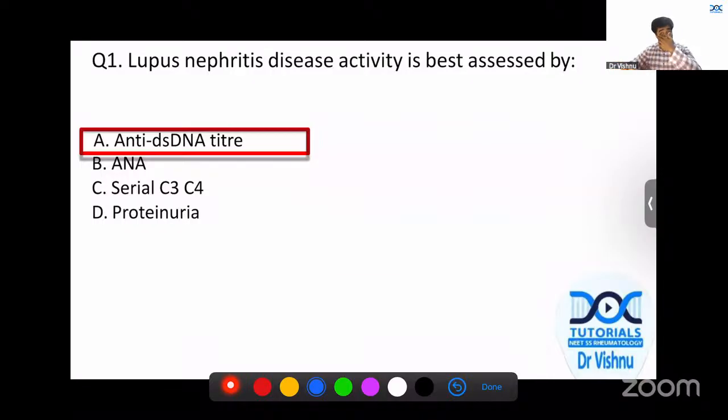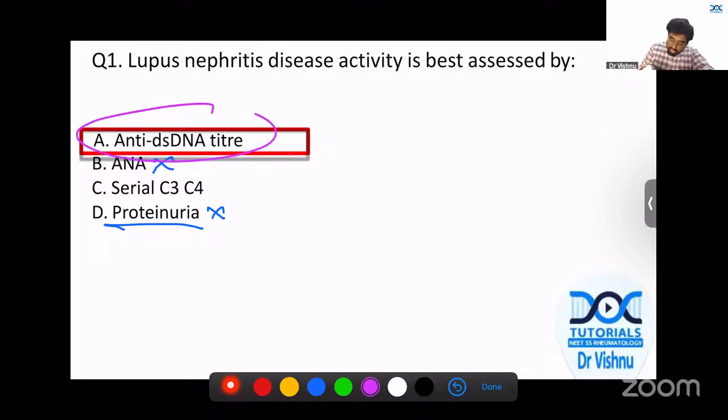So here, lupus nephritis disease activity is best assessed by... ANA, obviously, is not specific for your disease activity measure. Proteinuria, again, not specific. Yes, you can say that the more the proteinuria, the more you expect disease activity to be, but it's not a very good specific marker. The main confusion here at that point was between this particular option and this particular option.